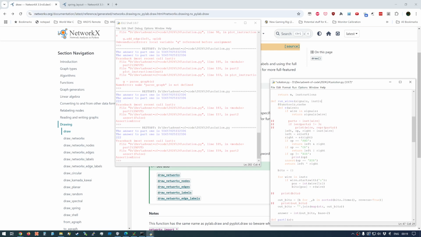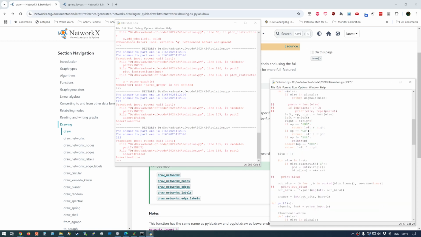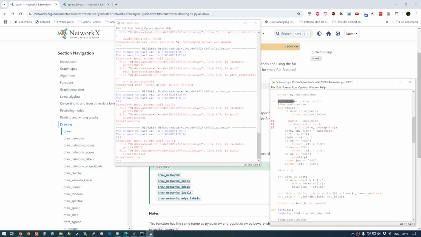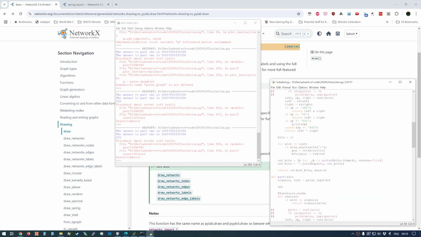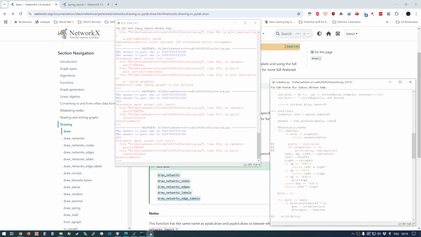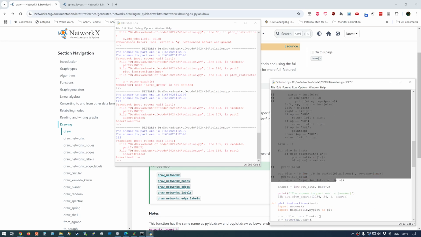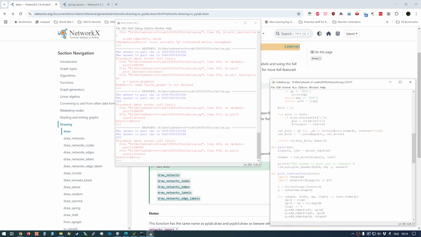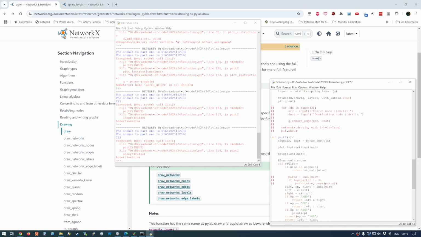Just that, and get out the bits, out bits. Right. Auto instructions, no thank you.